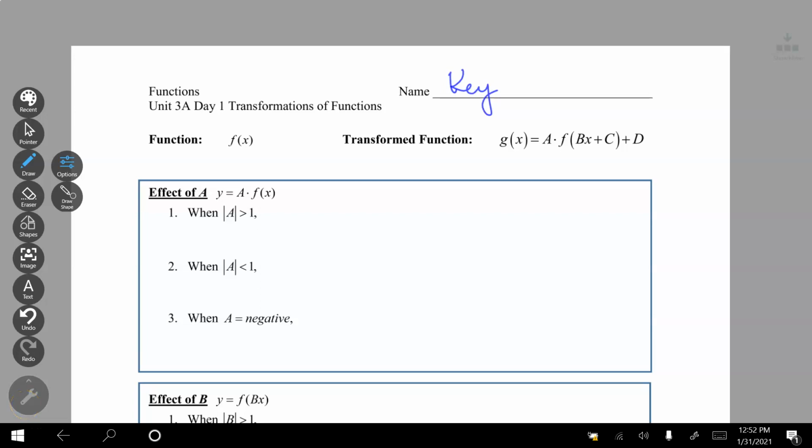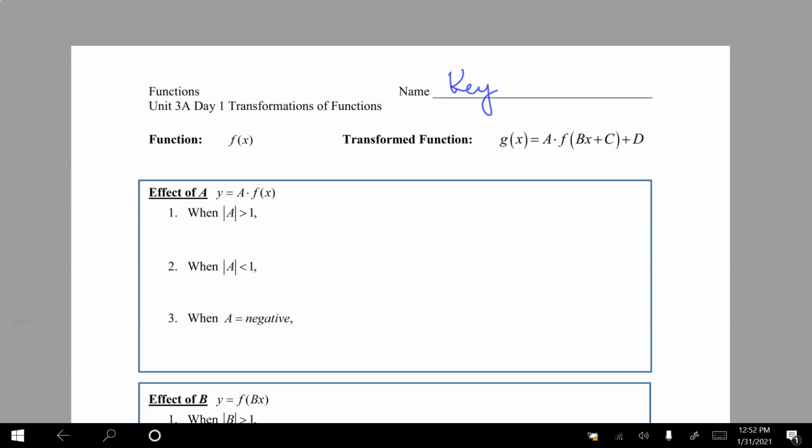Okay, welcome to Unit 3. This unit is going to cover transformation of functions, how we look at functions and we change them somehow. Day 1, transformation of functions, we'll just deal with how we change them on graphs. So we're going to look at graphs.